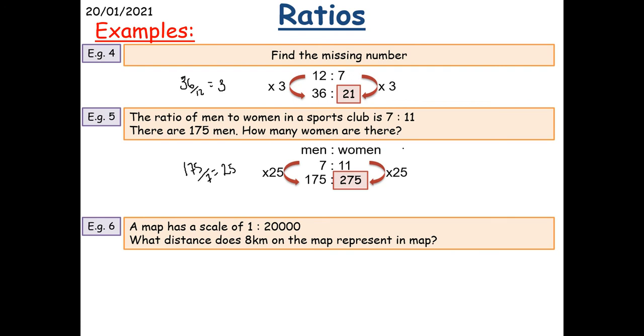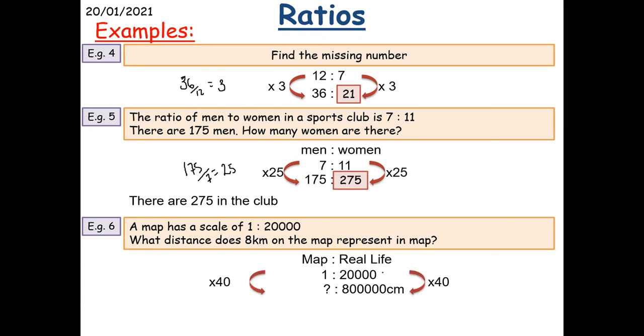And finally, a map has a scale of 1 to 20,000. What distance does 8 kilometers on the map represent? Okay, so map to real life, so a map scale. If you notice, a map is a lot smaller than the actual real scale of it. So we've got the map compared to the real life of, let's say, the road or the area you're in. It's on a scale of 1 to 20,000, and we need to find out what 8 kilometers represents. Now what they've done here is they've changed kilometers into centimeters. So how do we get from 20,000 to 800,000? We multiply by 40. So what we do to one side, we do to the other, which is 40 centimeters.